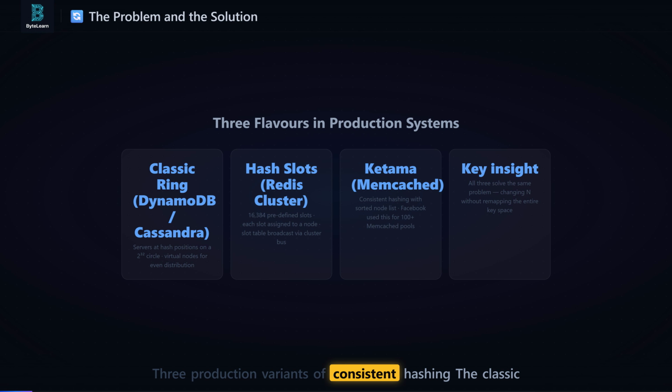Production variants of consistent hashing. The classic ring, used by DynamoDB and Cassandra, maps servers to positions on a 2 to the 32 circle with virtual nodes.